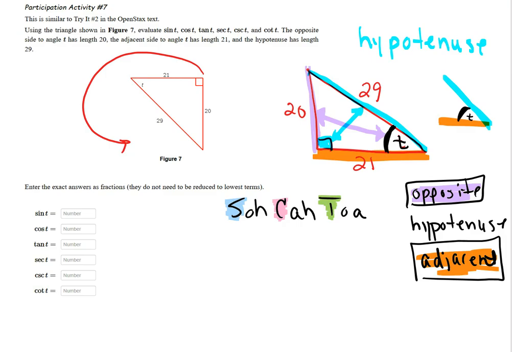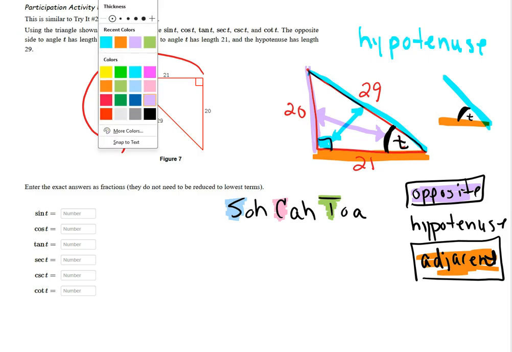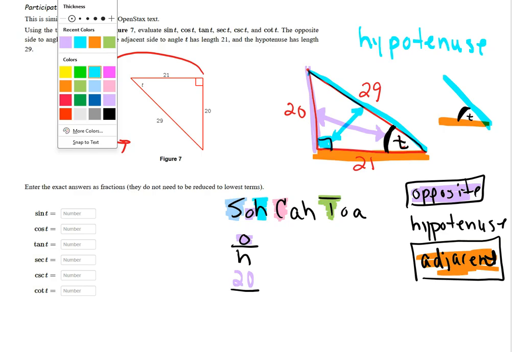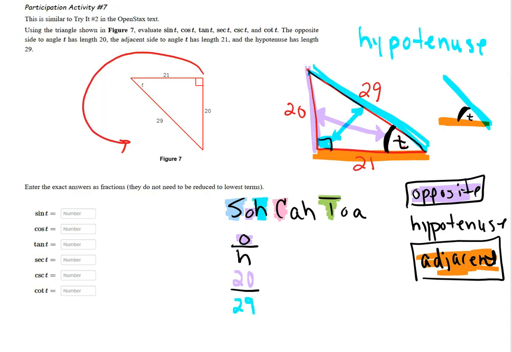So when you see SOHCAHTOA, the sine is the opposite over the hypotenuse. You have to remember that the OH really means O over H. And O is the purple side, that's your opposite, which in this case is 20, over the hypotenuse, which is the blue side here, which is 29. If you can reduce that, you should, but I can't, so that's what I would type in here. The sine of T would be 20 over 29.